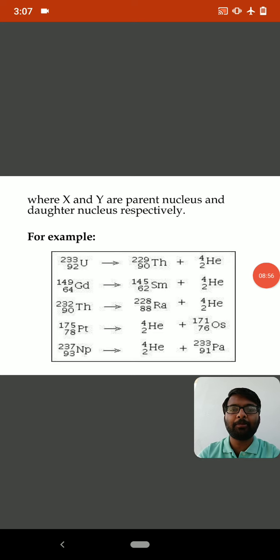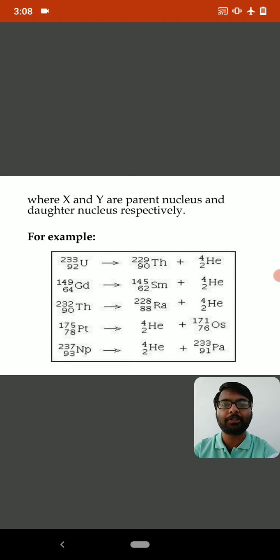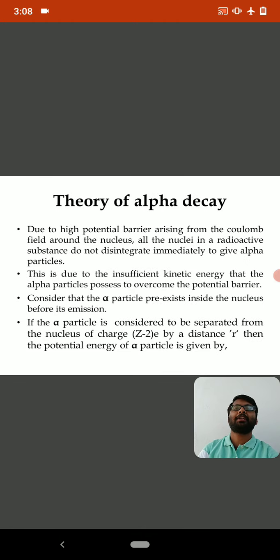Like this, we have a large number of heavy nuclei which undergo the alpha decay process with the formation of certain daughter nuclei. So this is the alpha decay process. Now we will try to understand the theory of alpha decay.